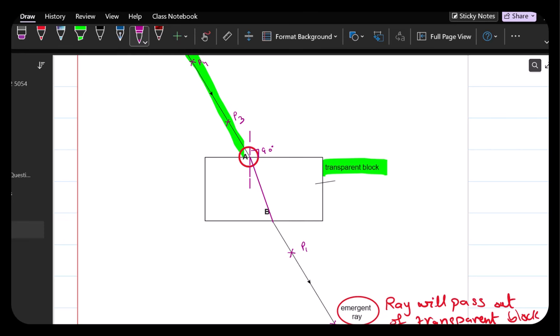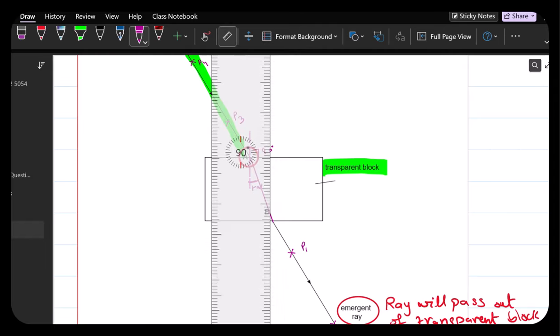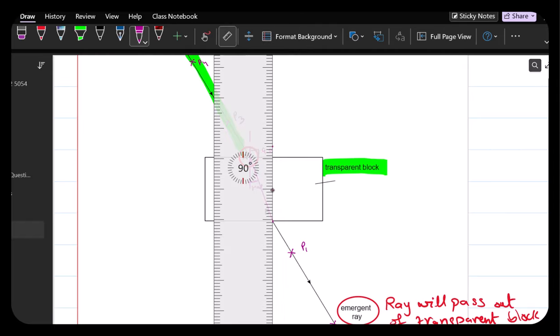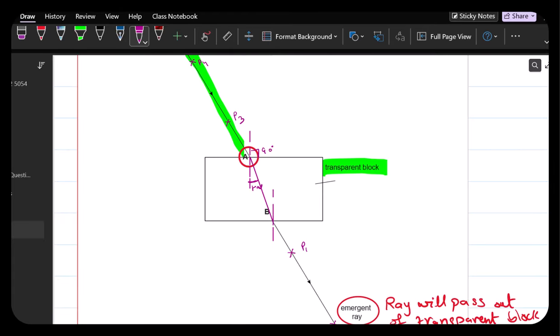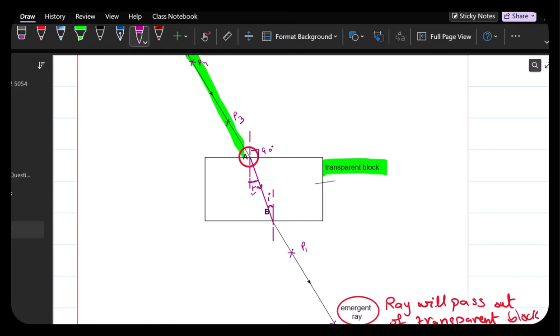So we have to find the angle of refraction. The angle of refraction is the angle between the normal line and the refracted ray. If I draw the normal at point B, this is not going to be the angle of refraction. This is the angle of incidence. So we have to measure this angle.